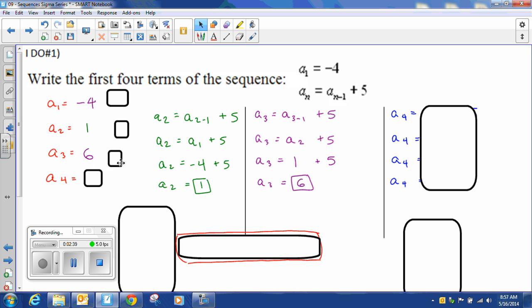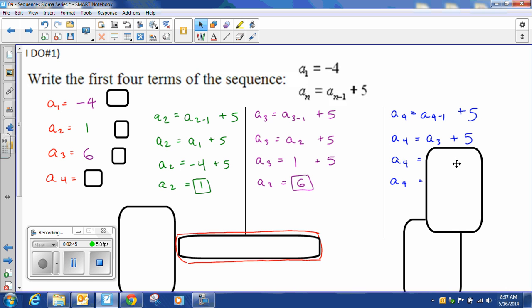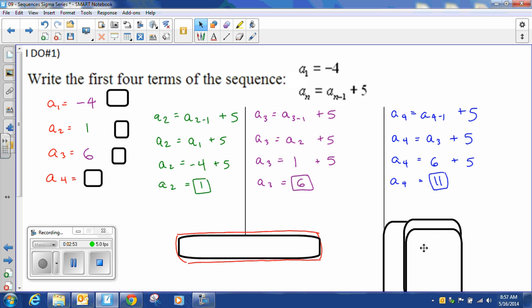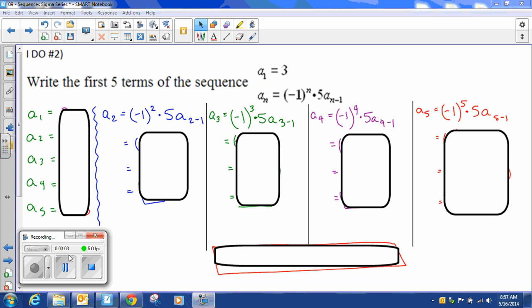And the last term, a sub 4, is found the same way. It's a sub 4 minus 1, which is a sub 3, plus 5. A sub 3 is 6, and 6 plus 5 is 11. So, putting it all together, the first 4 terms of the sequence are negative 4, 1, 6, and 11.